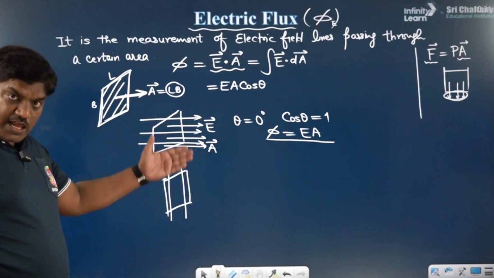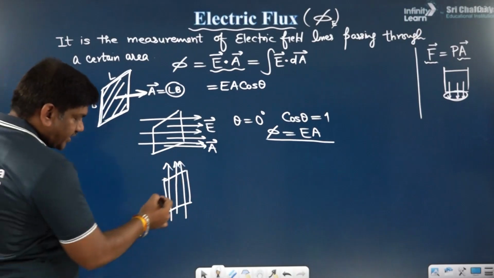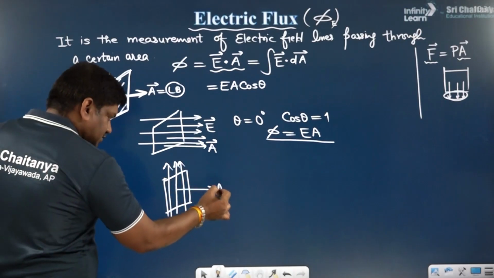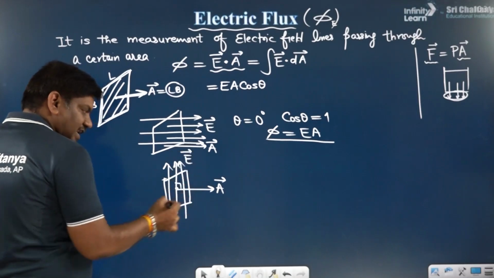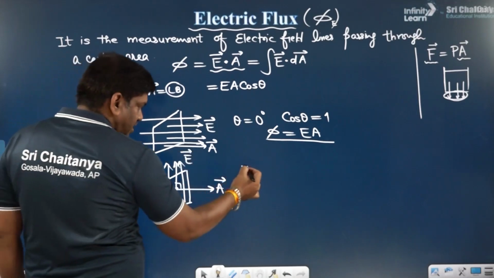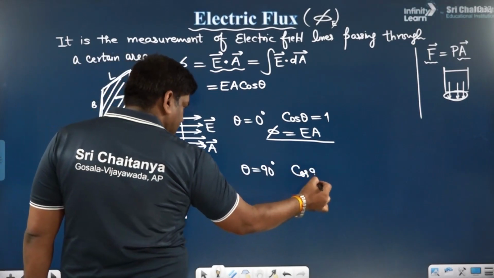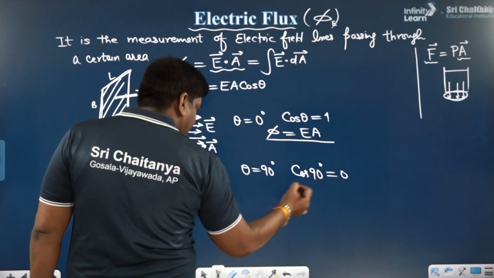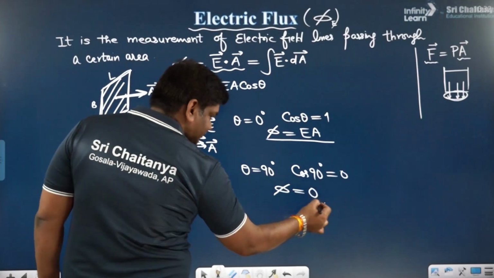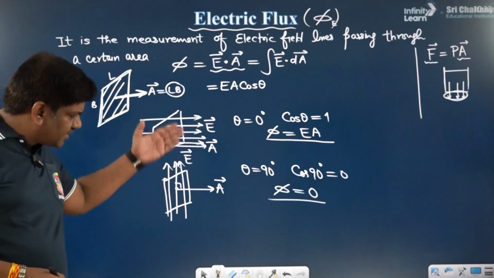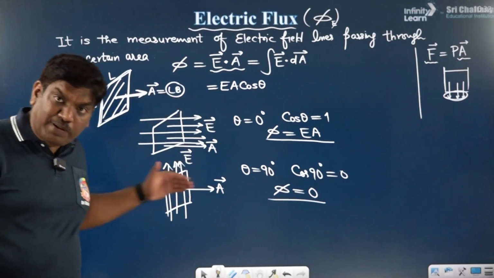Suppose this is some area and the field lines are parallel to it. As I told you, the area vector is perpendicular to the plane, while E is parallel to the plane. So what is the angle between them? 90 degrees. That means theta is 90 degrees, for which cos 90 is 0, and the number of field lines passing through this plane will be 0. Now you will say, sir, there are field lines, but why are you saying 0? I am saying the number of field lines passing through the plane.